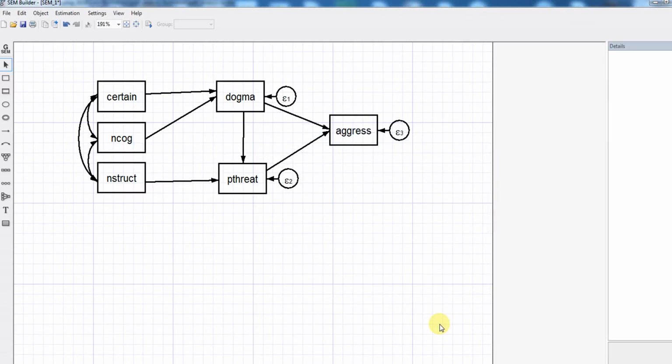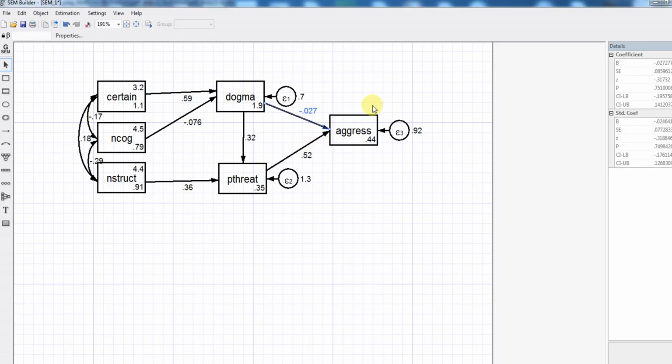So now you can see that in our model, these are all unstandardized path coefficients because I didn't ask for standardized in the output. And if I click on any given path, it's going to give me the unstandardized coefficient, the standard error, z-value, and then a probability value. So where it says coefficient, these are unstandardized estimates. And here are the standardized estimates. So we have the standardized path coefficient, a standard error, z-value, and a p-value associated with that.